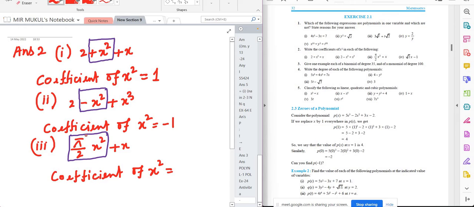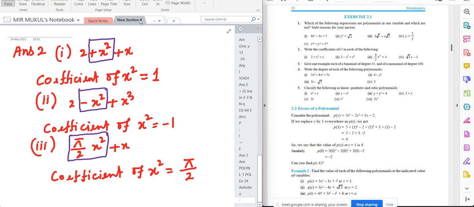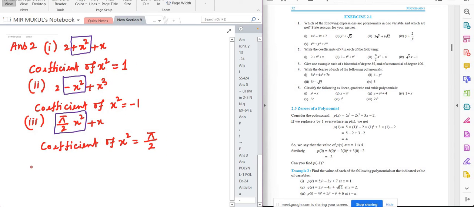And except x squared, what number is given here? Sir, pi by 2. And pi is an irrational number, you know. Yes, sir. We consider the approximate value of pi as 22 by 7 when doing the area of a circle or mensuration questions. Still it is an irrational number. Okay.